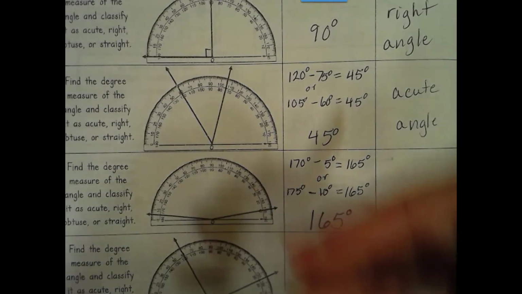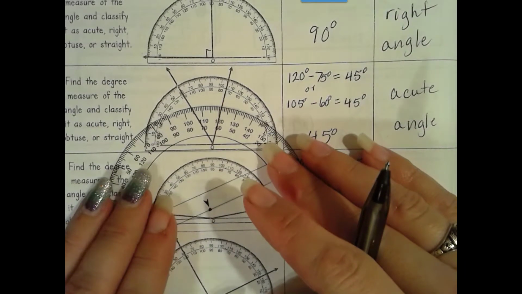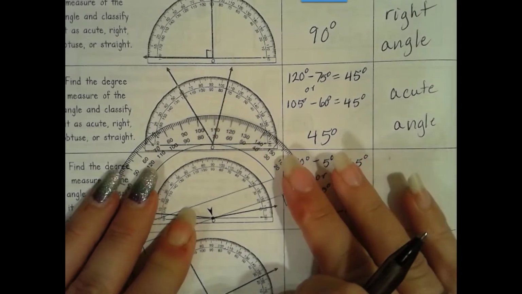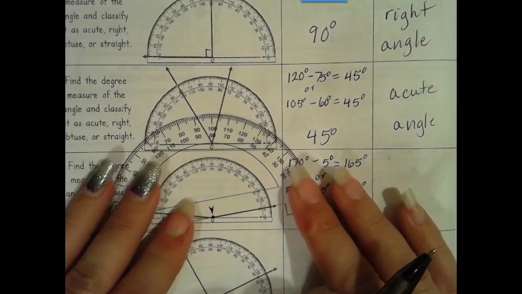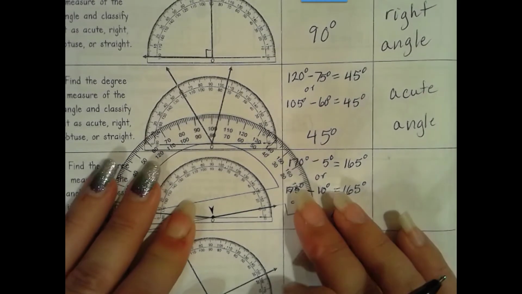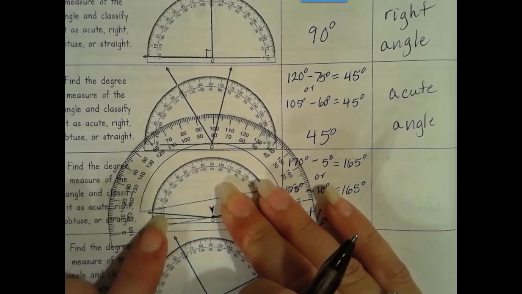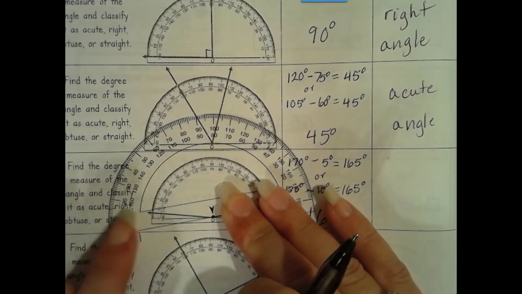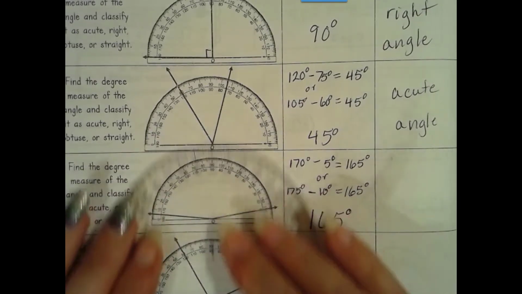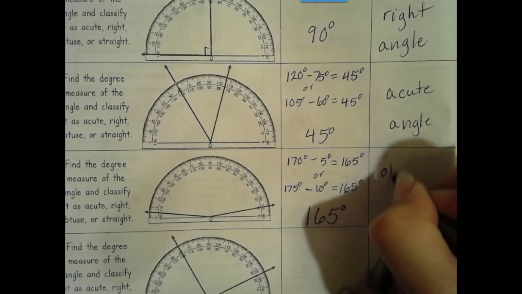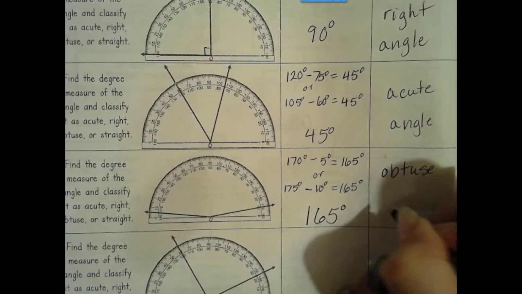Let's practice with our protractor. And put that center point on the vertex. We need to line up one of the rays with 0. And then the other one is pointing at that 165 degrees. This is definitely greater than 90 degrees, so it is an obtuse angle.